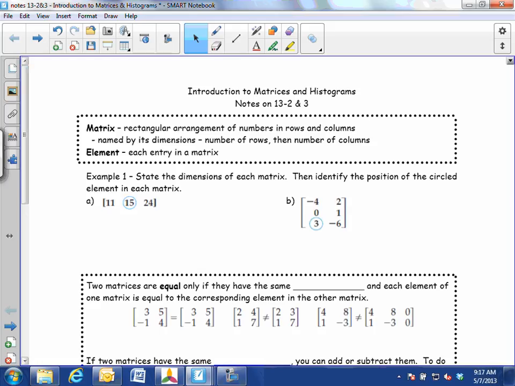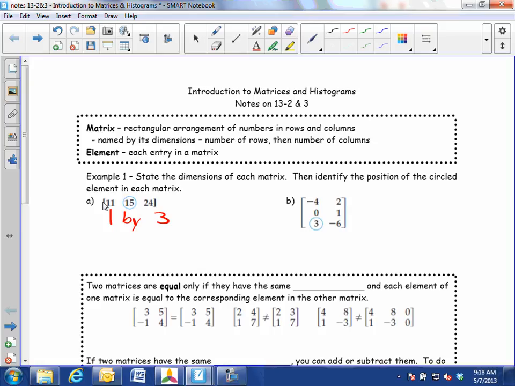Example 1 says to state the dimensions of each matrix and then identify the position of the circled element in them. When we're naming matrices, you first name the rows. The rows go this way. How many rows does this one have? 1 row. How many columns? 3. So you always go rows, then columns. So we would say this is a 1 by 3 matrix. That's all we do. Yep, and then it starts to name the element in the matrix.